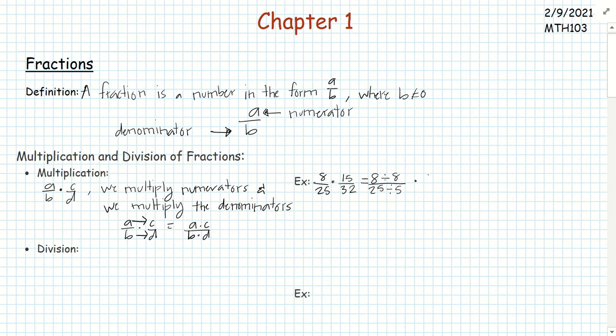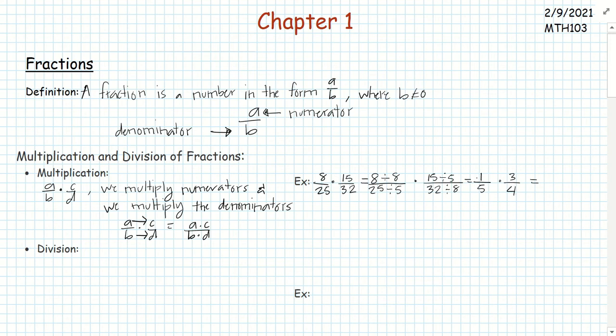I keep the multiplication, and then 15 divided by 5, and 32 divided by 8. Okay. And this will give me 8 divided by 8, which is 1, over 25 divided by 5, which is 5, times 15 divided by 5 is 3, over 32 divided by 8, which is 4.